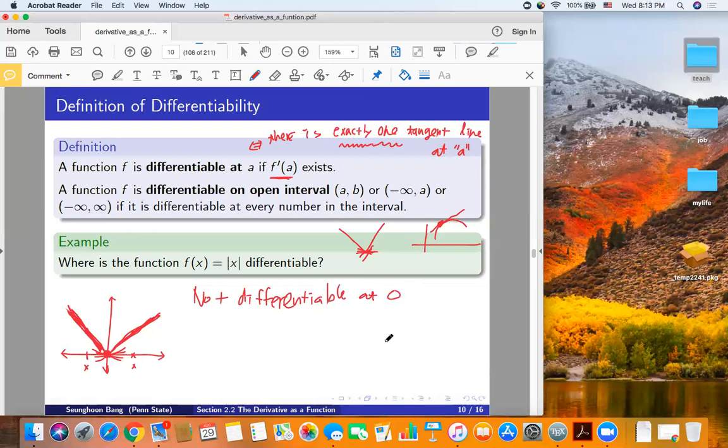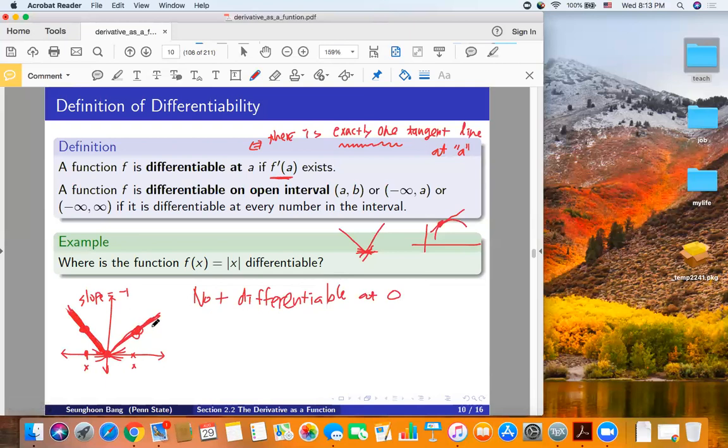At zero, so not differentiable at zero. We don't have a unique tangent line. But if you choose a point here, this point, the tangent line is this one. What's the slope of this line? The slope is, yes, -1.